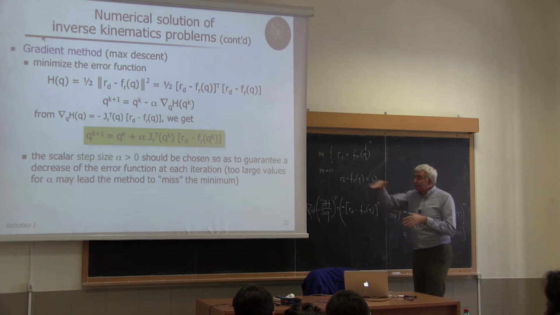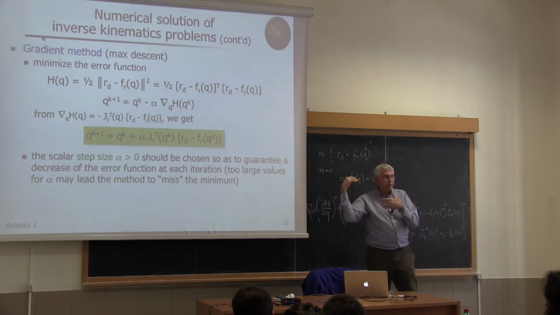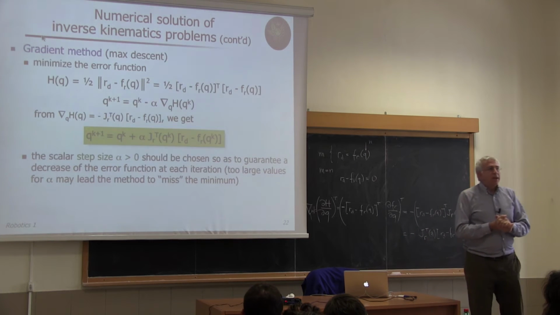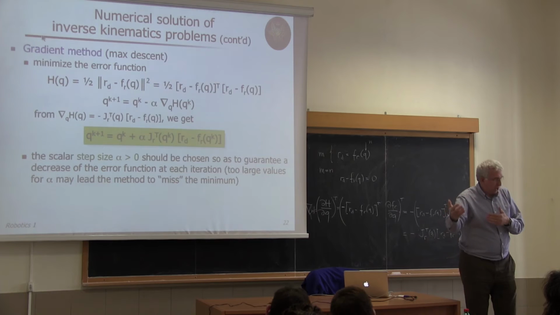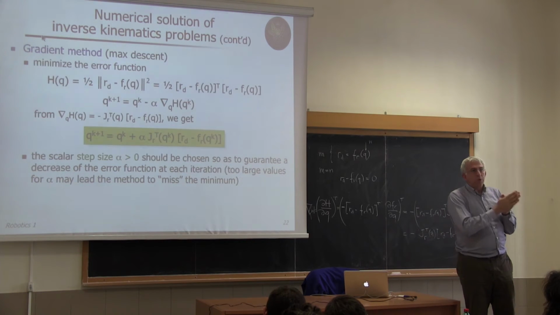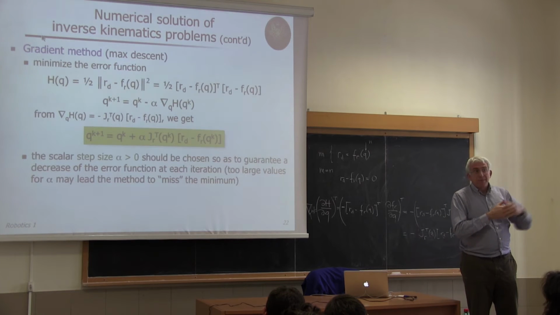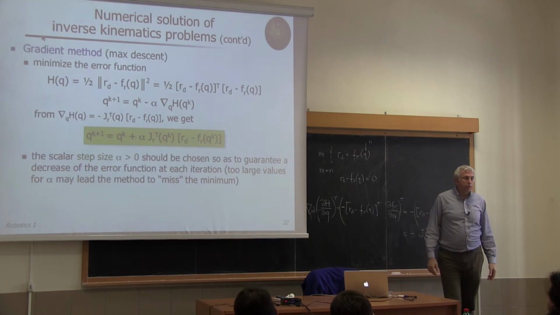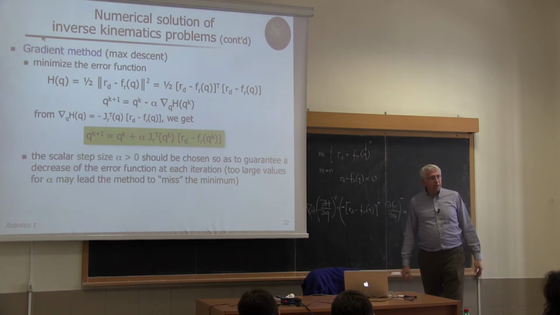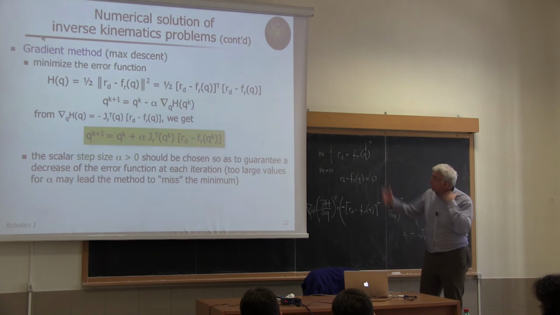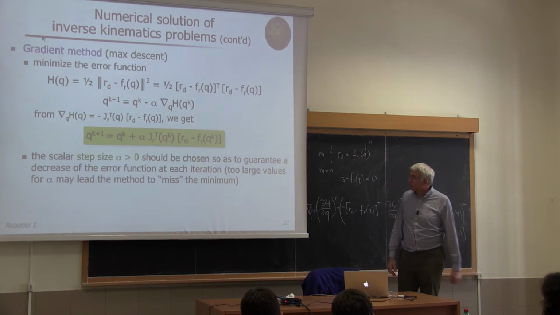And since this function may be very complex, we will see some shapes in simple cases. This cannot be too large. Otherwise, you're going locally in a good direction, but if the step is too large, trying to speed up the method for convergence, then you cannot guarantee that you decrease the error, which is the function h that you're trying to minimize.